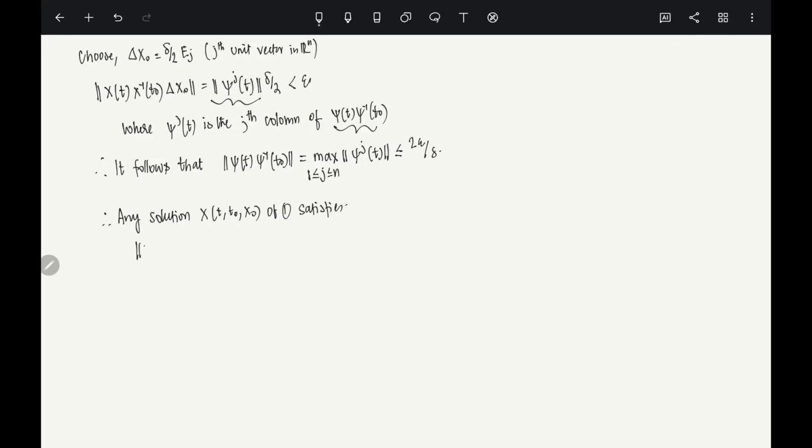Satisfies norm of x(t, t0, x0). This norm is nothing but the norm of phi(t) phi inverse(t0) x0. Now, the first thing, you can take this matrix norm, that definition is there, right? So we can use that matrix norm inequality, and we can write this is definitely less than 2 epsilon by delta times the norm of x0. I can write it like this, and therefore of course, delta x0, that is bounded, right? That's just some vector.